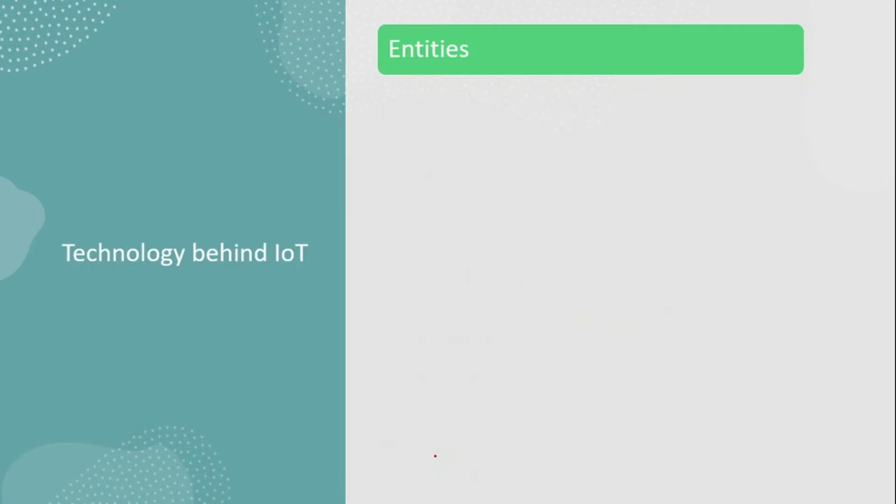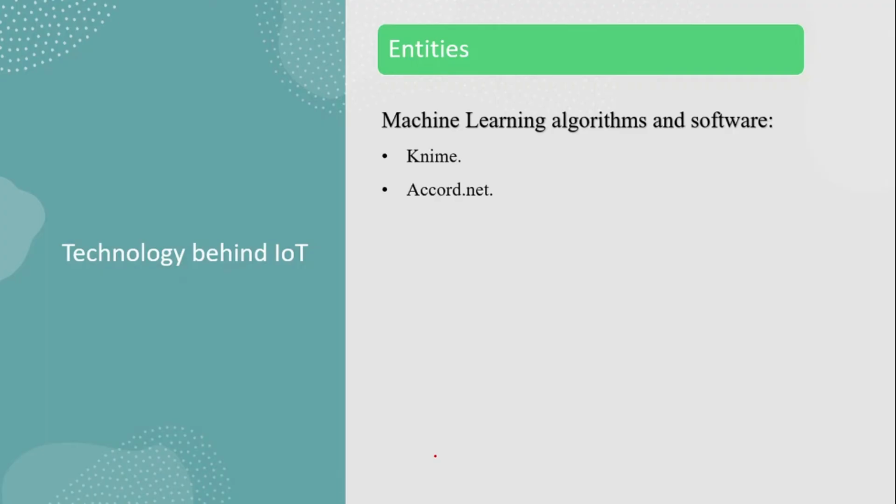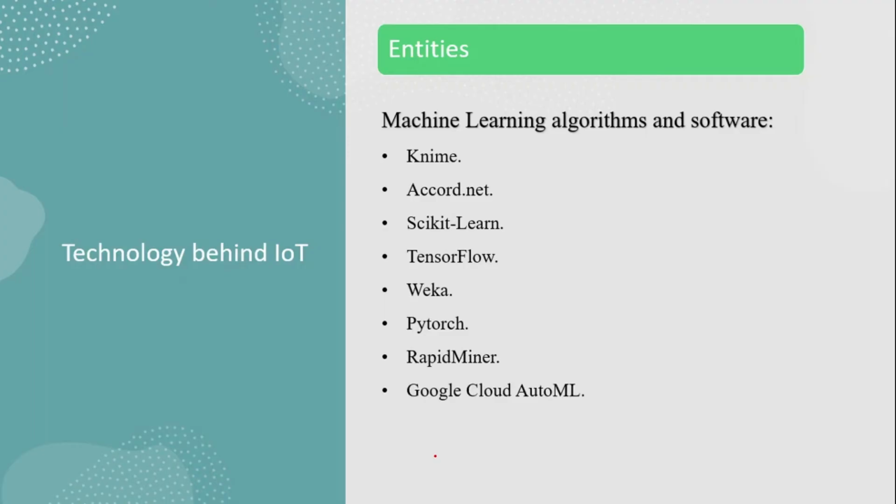Finally, after the cloud development, machine learning algorithms. Why we are using machine learning algorithms means automatically the sensors or equipment detect the problem and communicate with the other devices. So here we can use NIME, Accord.net, scikit-learn, TensorFlow, which is well known, Weka software, PyTorch, RapidMiner, Google Cloud AutoML. These are the different machine learning algorithms and software in IoT, right? So these are the different entities in IoT technology.